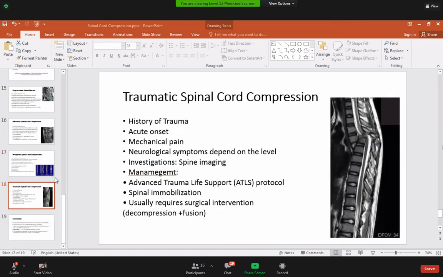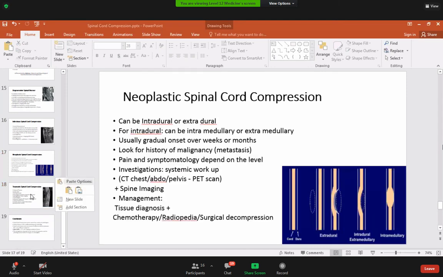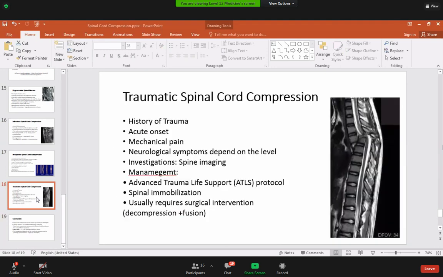Then traumatic spinal cord compression is usually secondary to trauma. It is acute in onset, and the patient presents with mechanical pain. The neurological symptoms depend on the level. For investigation, again, we have to go for MRI, and management is according to the ATLS protocol. For spinal injuries, we have to immobilize the spine, because if it is just a minor injury, it can convert into a complete transection if not taken care of. And usually it requires surgical intervention, and we can go for decompression and fusion.